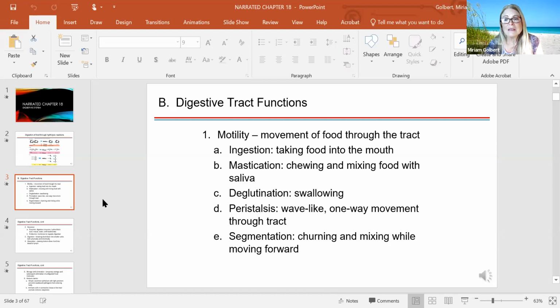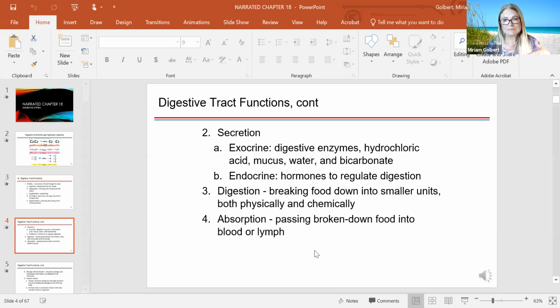And then once the food gets into our intestines, we have two types of movements. One is peristalsis, which is wave-like movement along the tract. And the other one is segmentation, which is mixing and moving forward, not in the form of a wave. So it's a little different. But they're all mixing movements that we have to do. First to mix it with saliva, then with all the digestive enzymes.